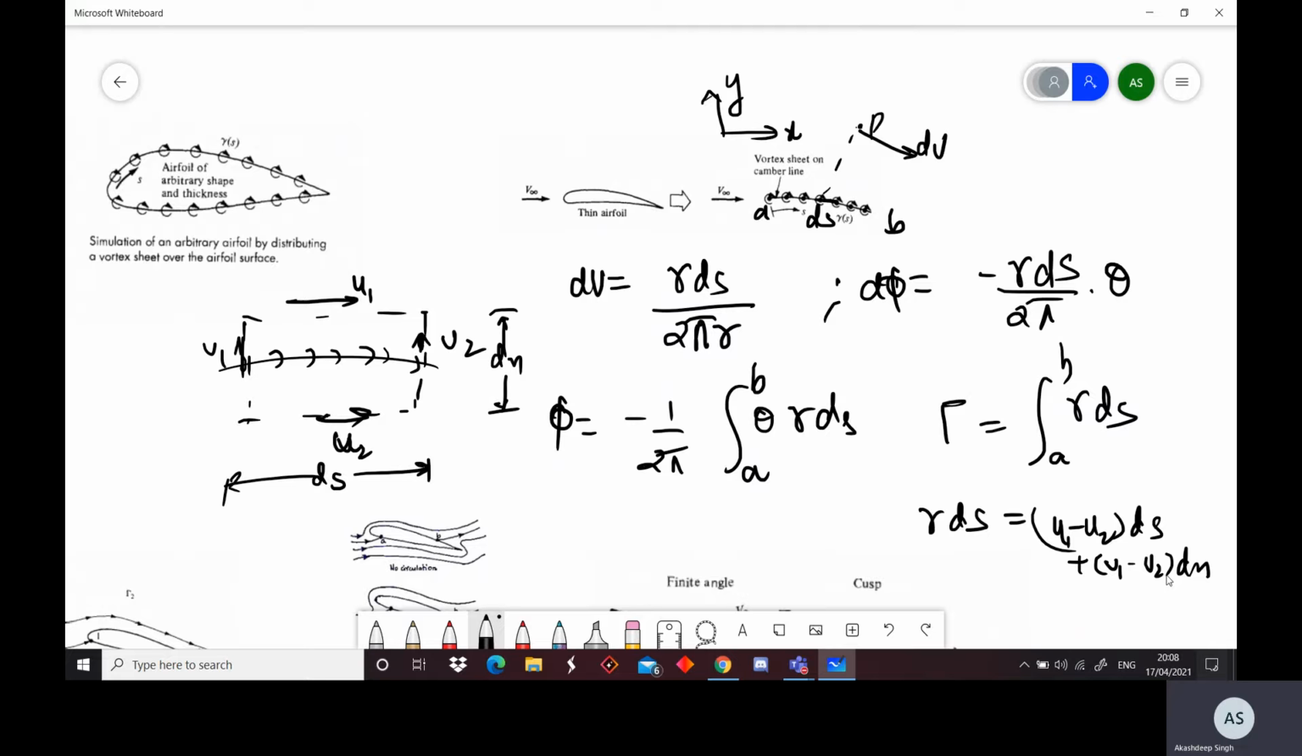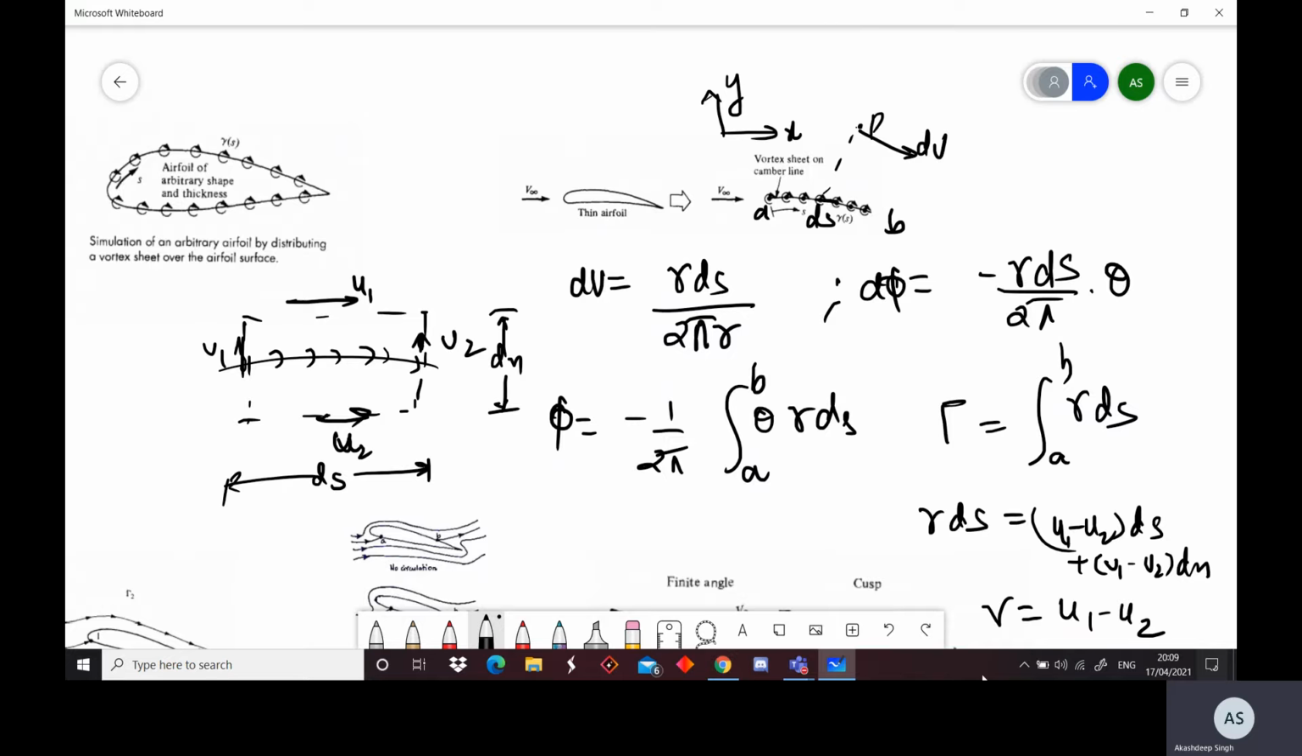So this just gives us that gamma ds is equal to u1 minus u2 into ds, because our v1 minus v2 term, I mean dn, tends to 0, so that term will go away. So gamma will be equal to just u1 minus u2. So it states that the local jump in tangential velocity across the vortex sheet is equal to the local sheet strength. That is an important point that we can get mathematically.